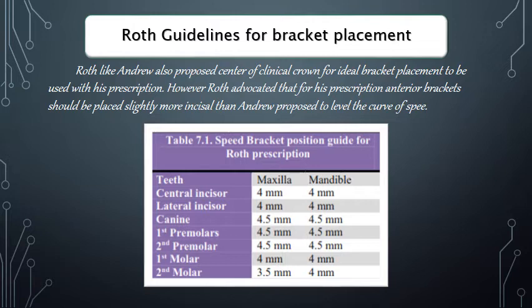Ross guidelines for bracket placement. Ross, like Andrew, also proposed center of a clinical crown for ideal bracket placement to be used with his prescription. However, Ross advocated that for his prescription, anterior brackets should be placed slightly more incisal than Andrew proposed to level the curve of Spee.